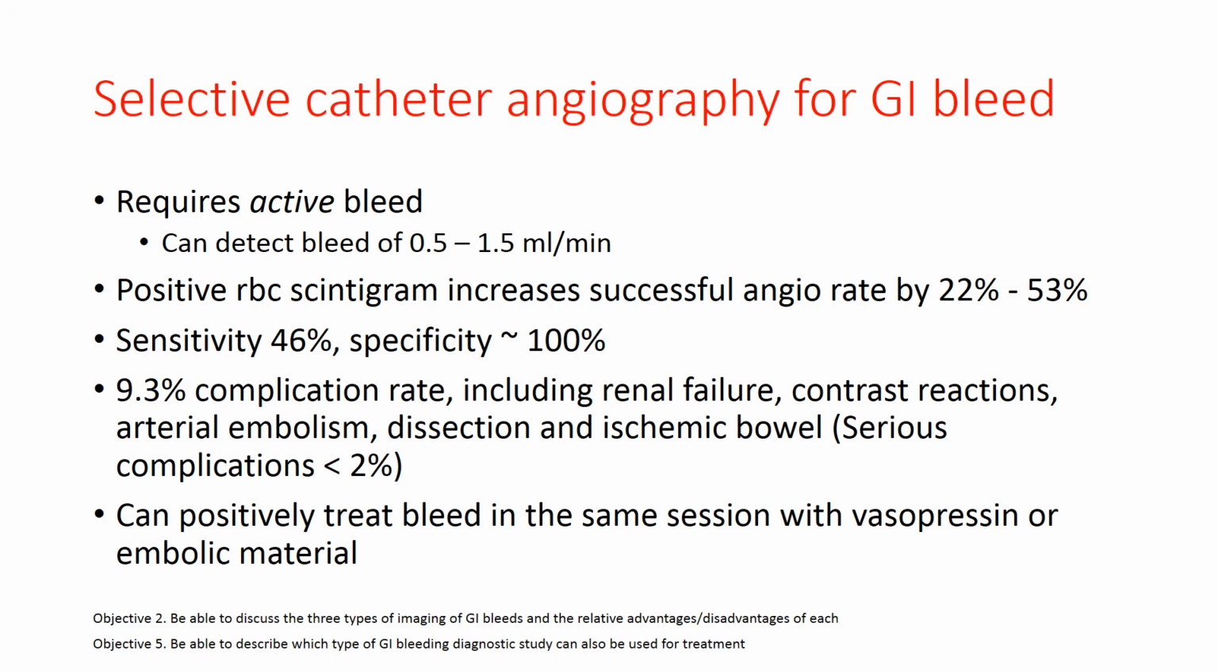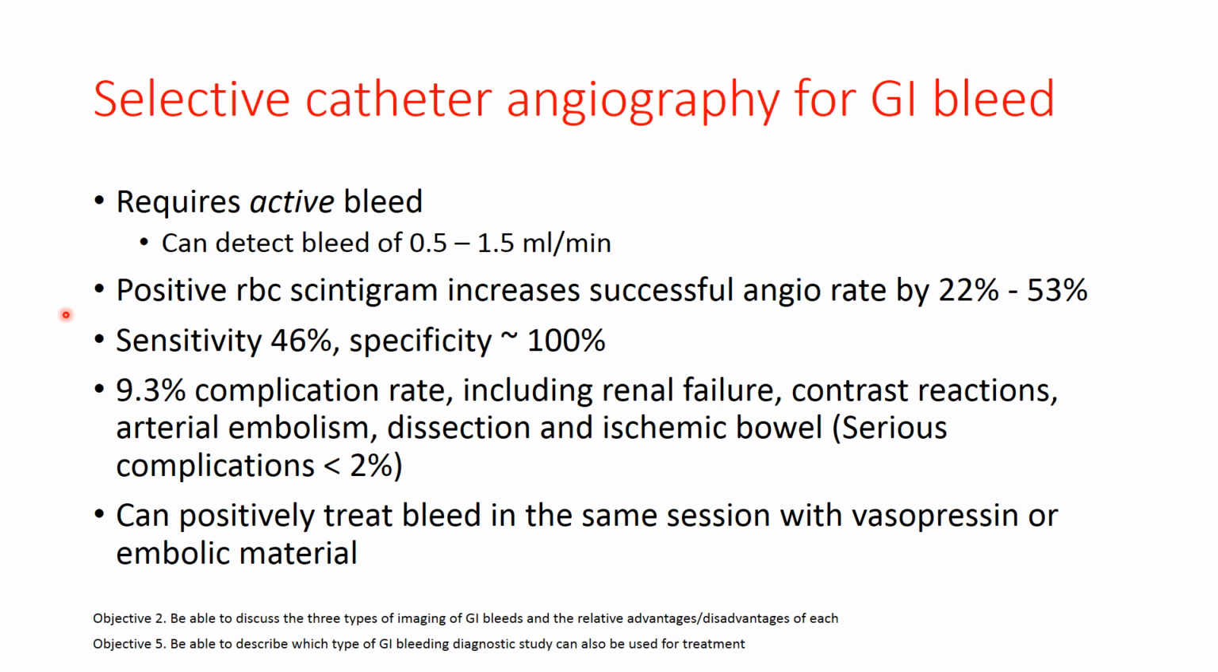Now, again, this requires an active bleed. All three of our studies require active bleeds, and this is even less sensitive. So we need, depending on who you read, 0.5 ml per minute to 1.5 mils per minute to really see the bleed. This makes a sensitivity of 46%. That's not very good. Specificity is good. If we see the bleed, we're pretty sure that that's really a bleed. But sensitivity, we're seeing less than half of these GI bleeds just with kind of random catheterizations.